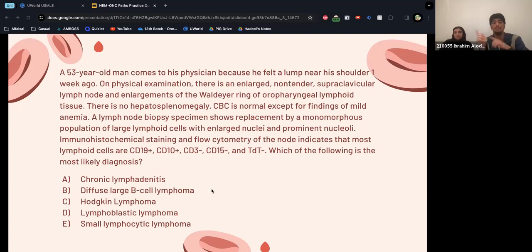A lymph node biopsy specimen shows replacement by a monomorphous population of large lymphoid cells with enlarged nuclei and prominent nucleoli. Immunohistochemical staining and flow cytometry of the node indicates that most lymphoid cells are CD19 positive, CD10 positive, CD3 negative, CD15 negative, and TdT negative. Which of the following is the most likely diagnosis?